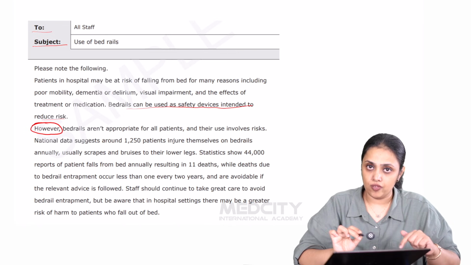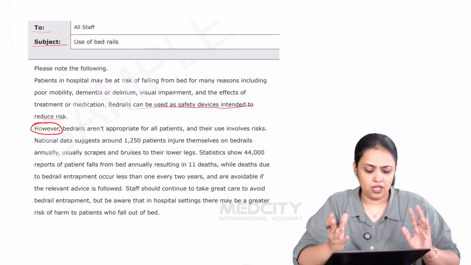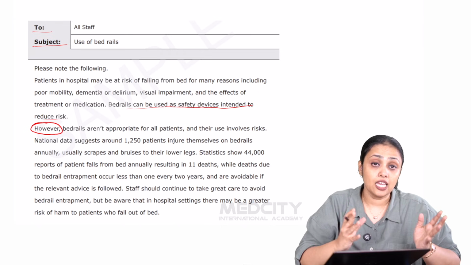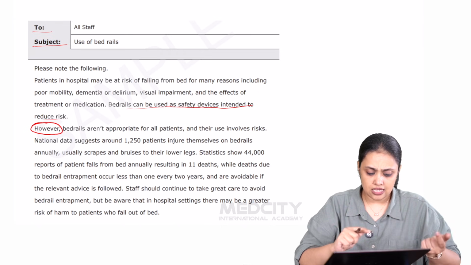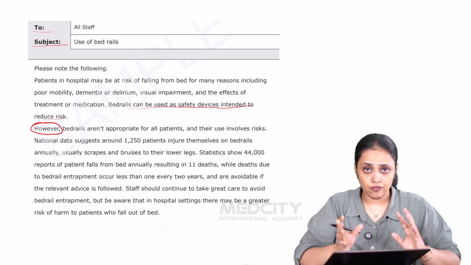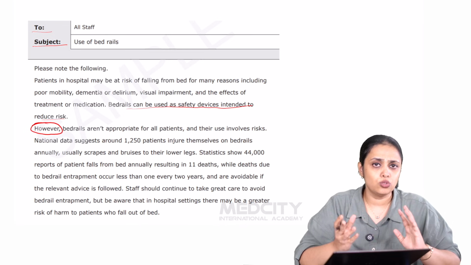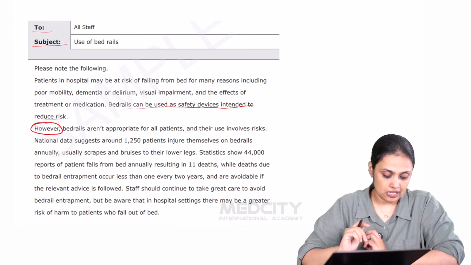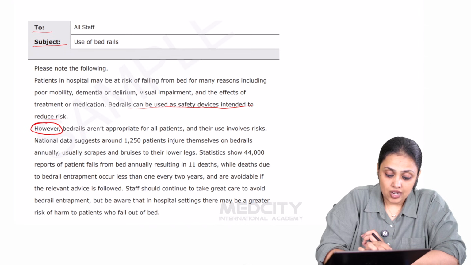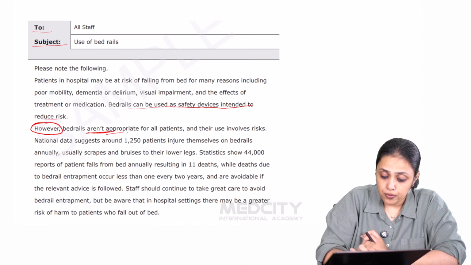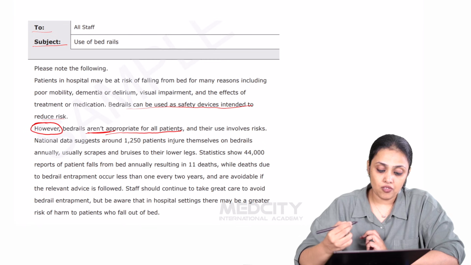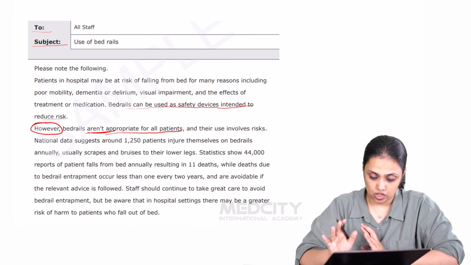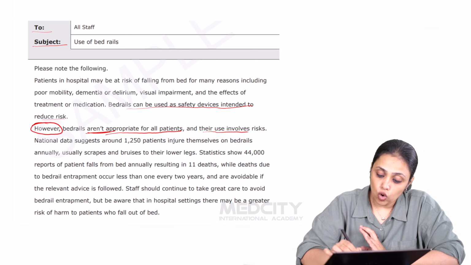And then they say, however, which means that they're going to say some shortcoming or a limitation of bed rails. They have already said about a positive aspect that it can be used as a safety device. Then they are saying, however. Now, however means we have to understand that now there is a change in idea. They're going to shift to a negative aspect or probably a limitation of these bed rails. What is mentioned here, bed rails aren't appropriate for all patients, which means that bed rails are not appropriate for all patients. It cannot just blindly or randomly be used for any patient, and their use involves risks.